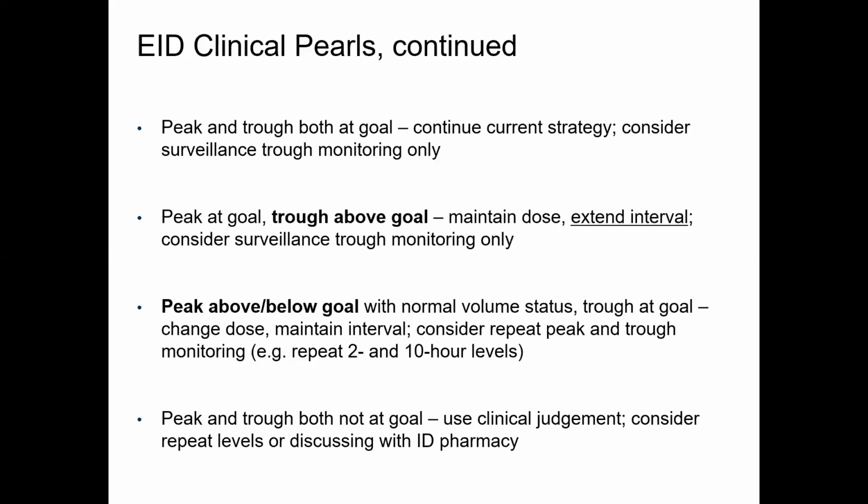If your peak and trough are both out of range, it definitely depends on the clinical scenario and clinical judgment to assess the situation, and whether the peak and trough are high or the peak and trough are low. But basically, you want to use your clinical judgment on whether or not you should change the dose. But either way, you should probably consider repeating those levels. And again, the ID pharmacy team is here to help. We understand that these are less commonly used drugs, and so we're more than happy to help assist in those trickier situations.